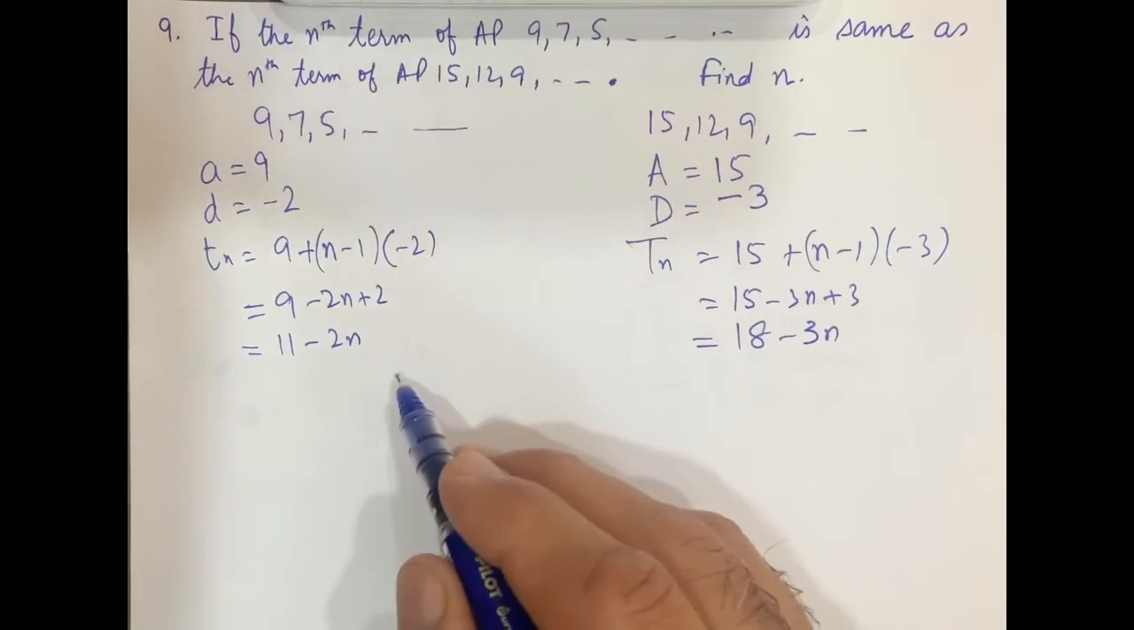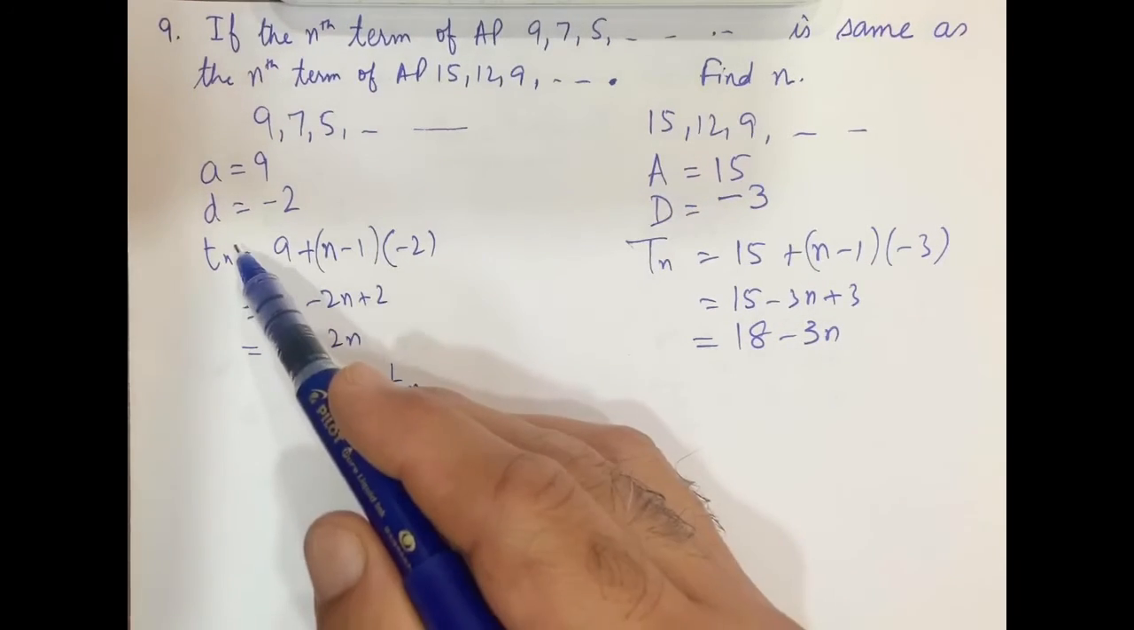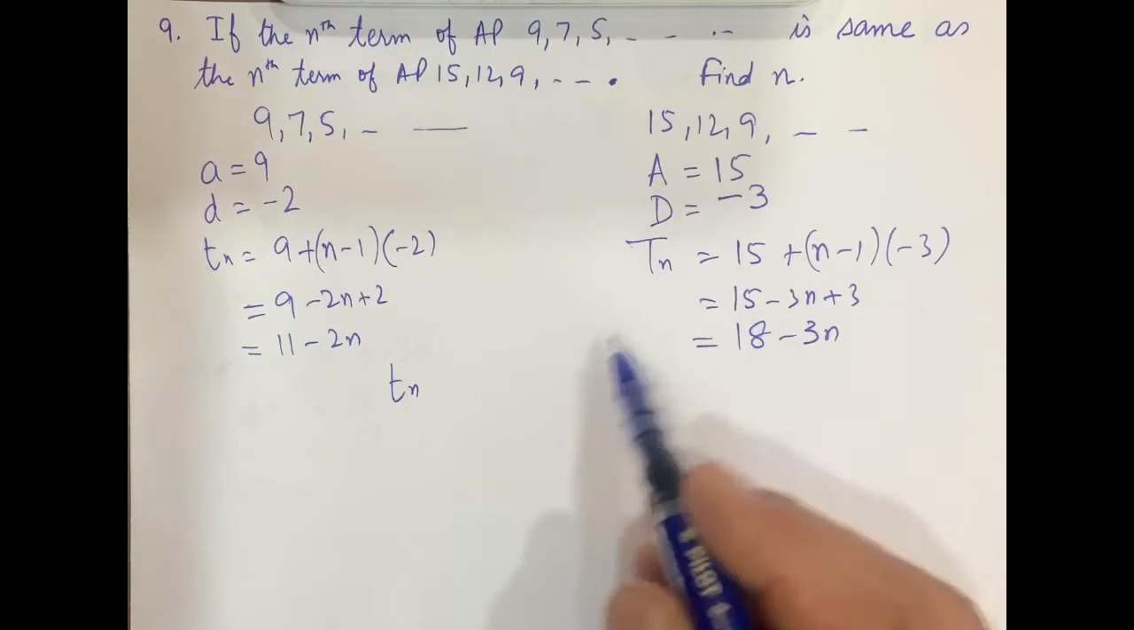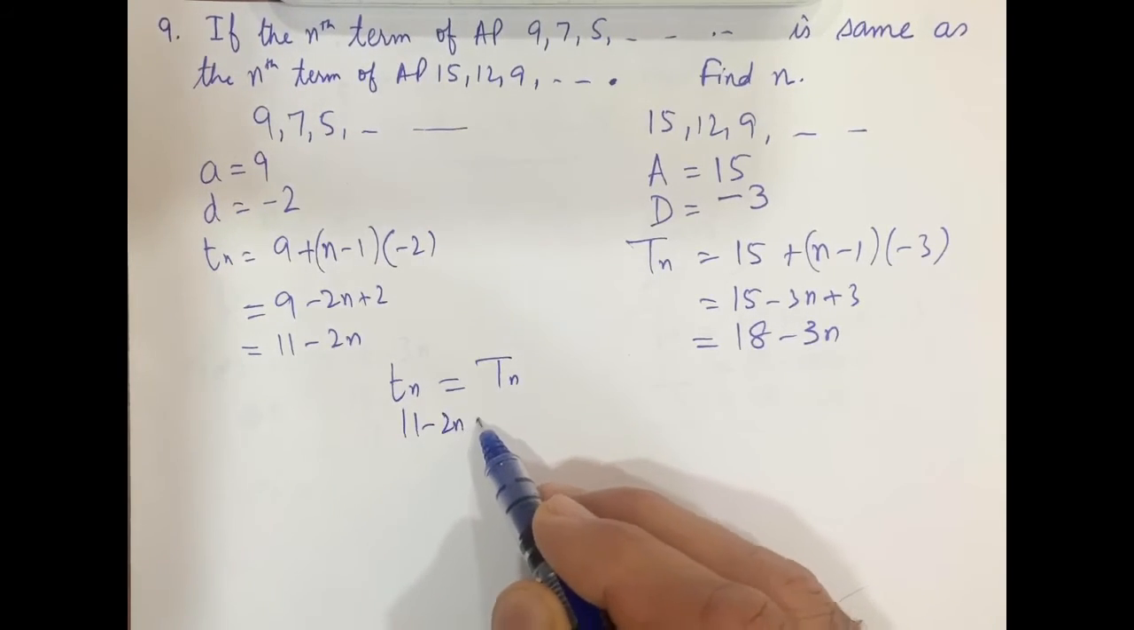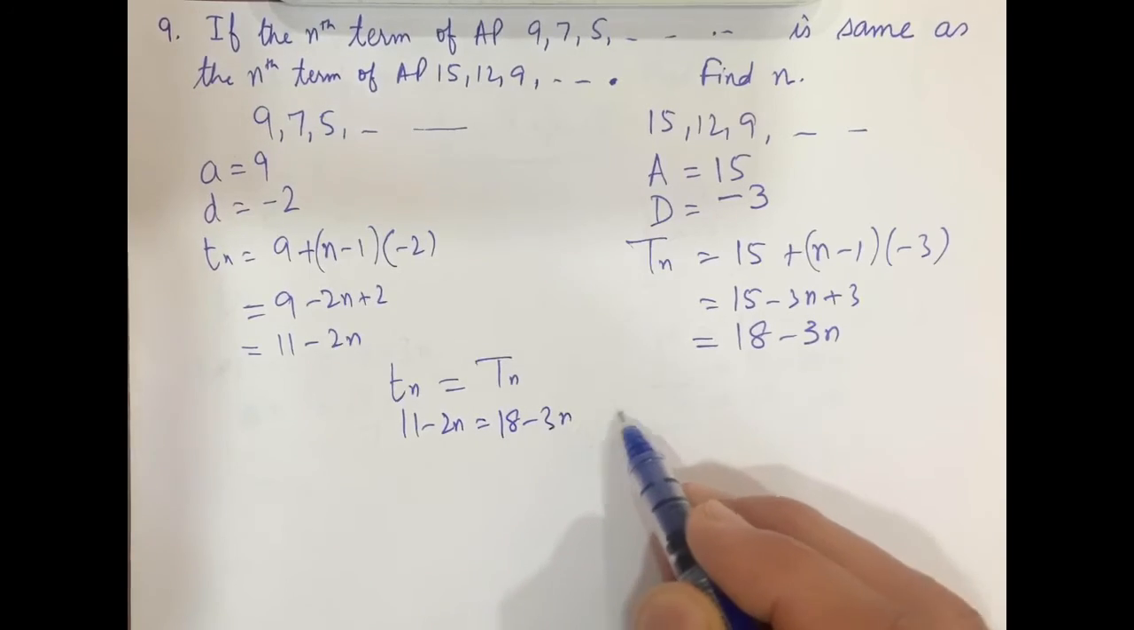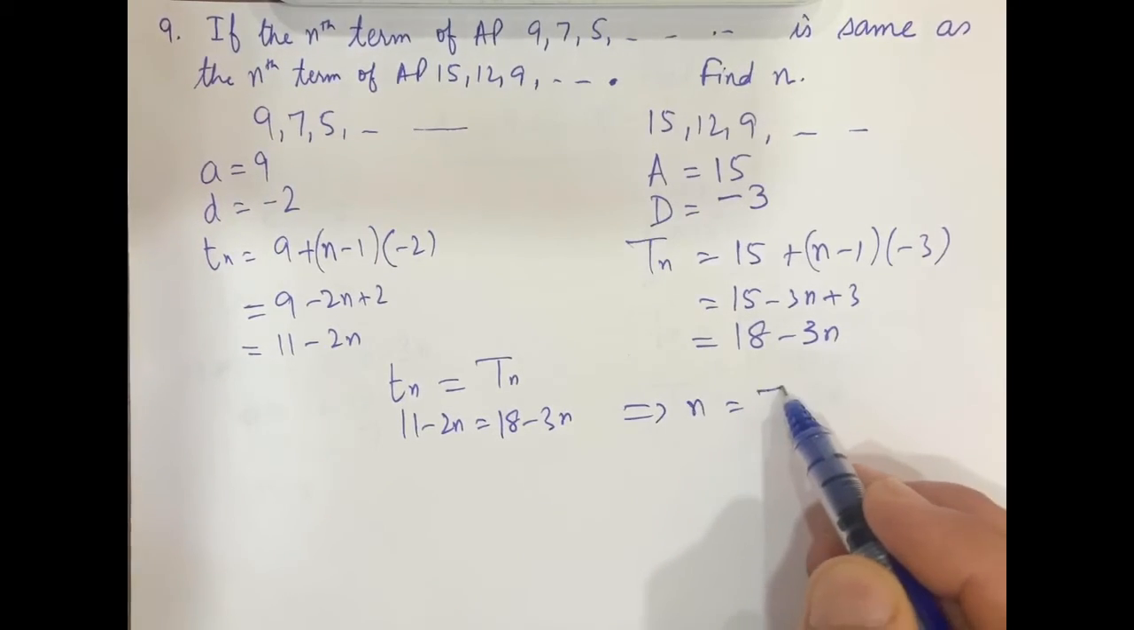Now, according to the question, nth term of the first series is equal to nth term of the second. Tn is equal to Tn, that is 11 minus 2n is 18 minus 3n. So this gives us n equals 7.